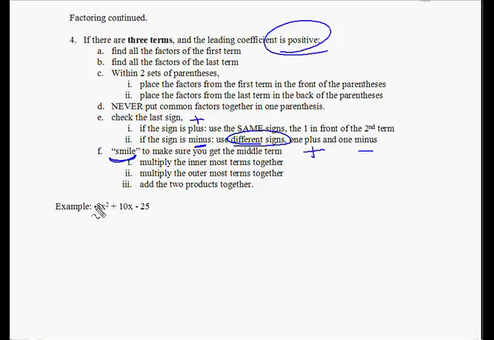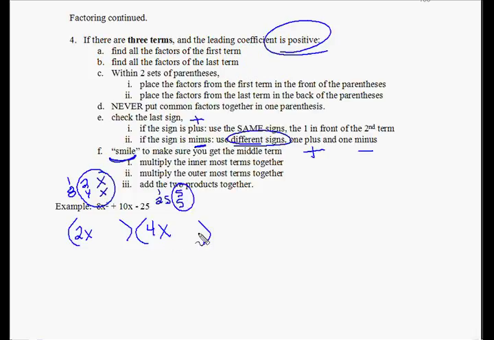So here's an example. I need to find all the factors of the first, 1 and 8, 2 and 4, x and x. And all the factors of the last, 1 and 25, 5 and 5. Now what I tend to do is two sets of parentheses. I like to start with the end of my list. So I'll put a 2x and a 4x in the front of both parentheses. And at the end, I will put a 5 and a 5.